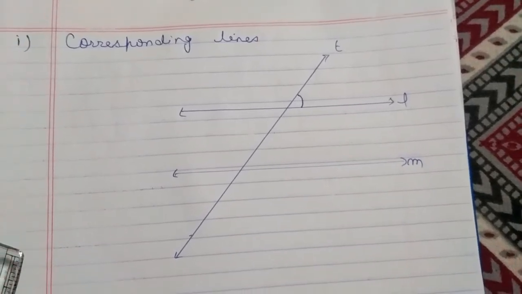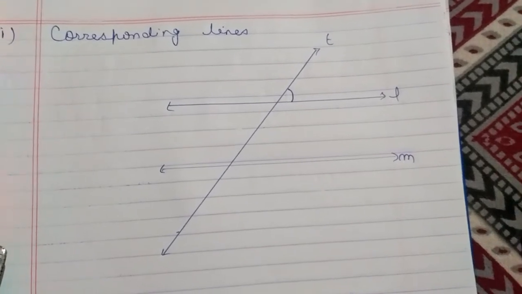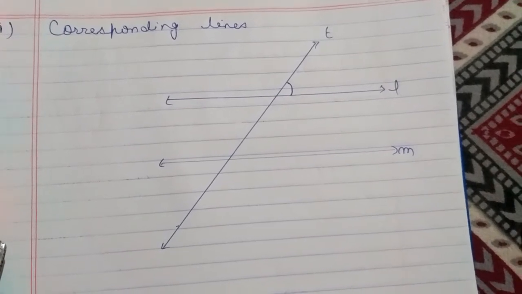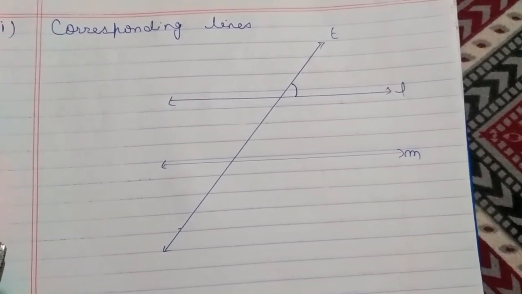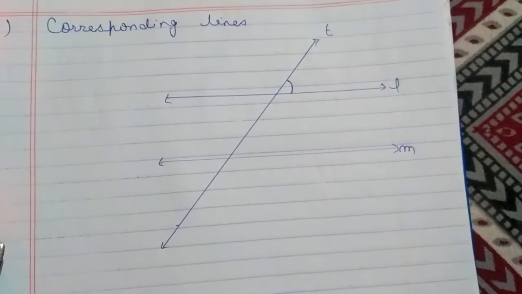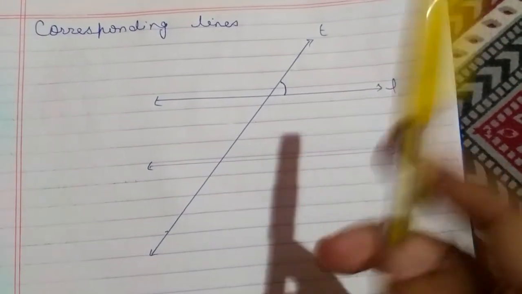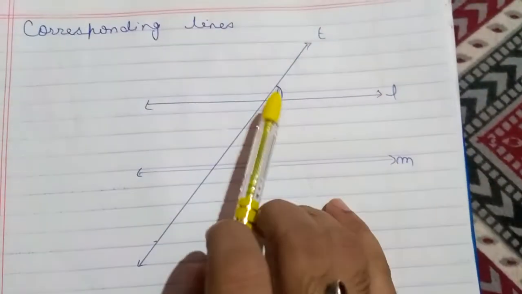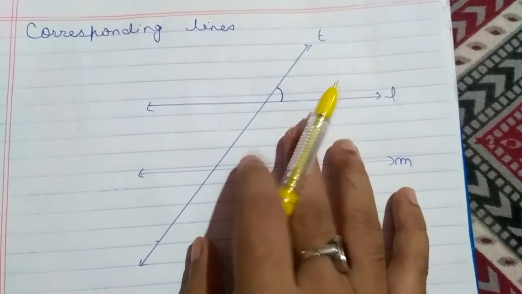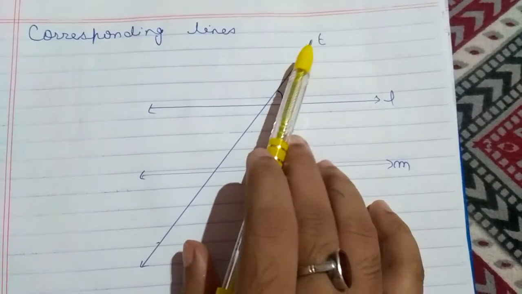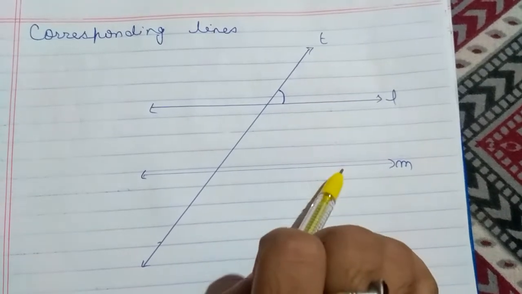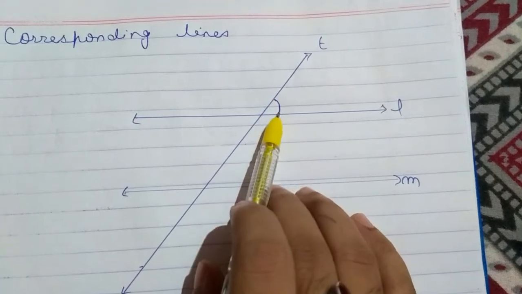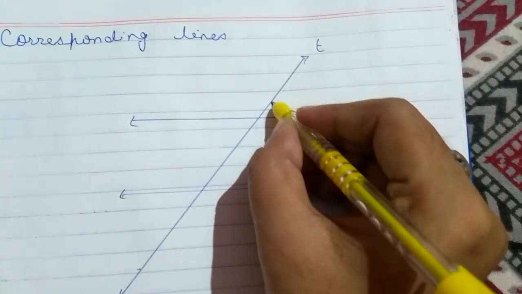Next thing is, you know that when a transversal cuts parallel lines, it forms angles. Angles also have names. What name do they have? Suppose that here I take the first thing. When transversal T cuts two parallel lines L and M, it makes an angle. This angle.